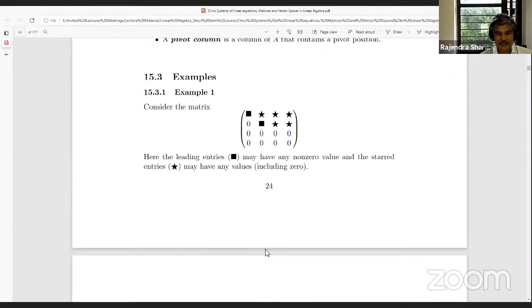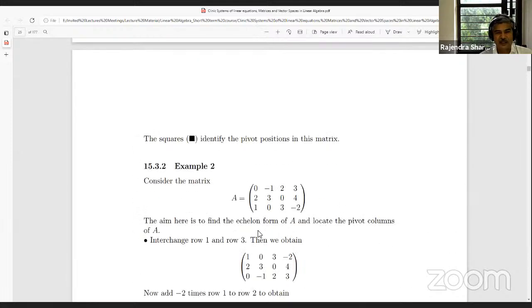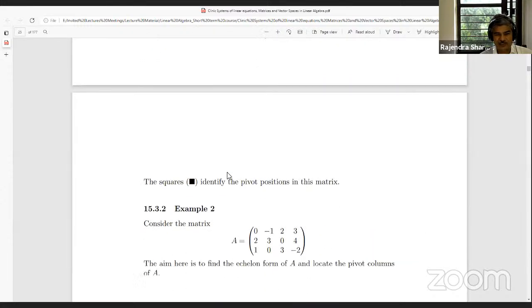So if you take this example here, as I said earlier also, the squares denote non-zero entries. Always these are non-zero entries. The stars may be zeros also and non-zero also. And the squares identify here the pivot positions.